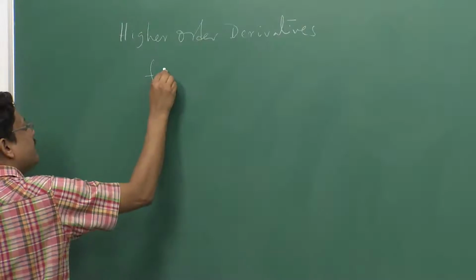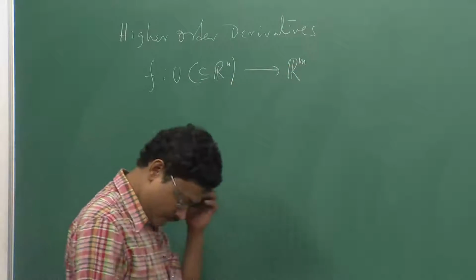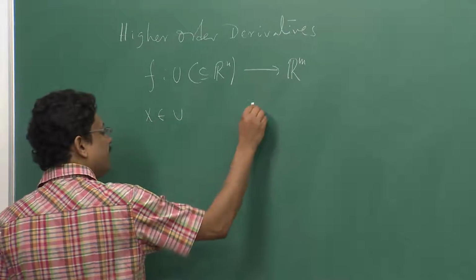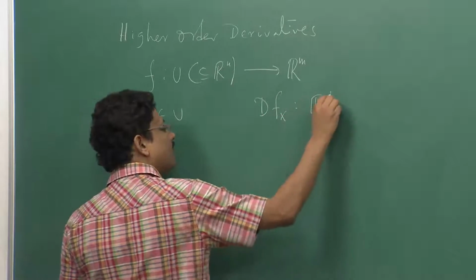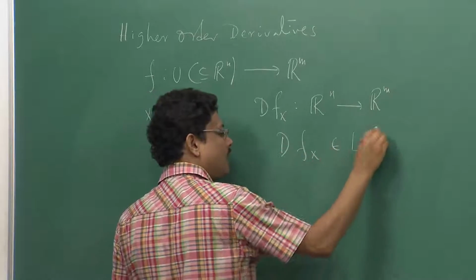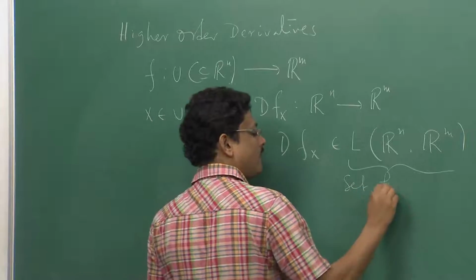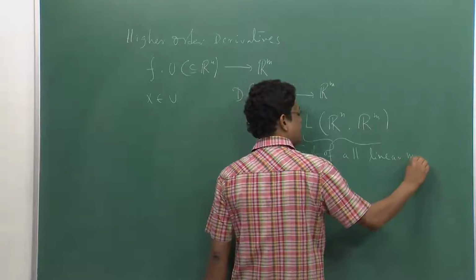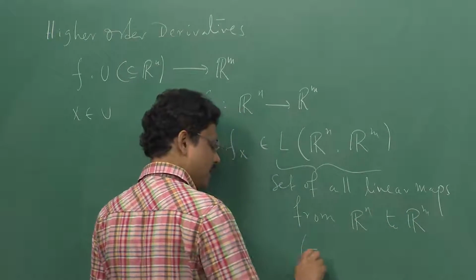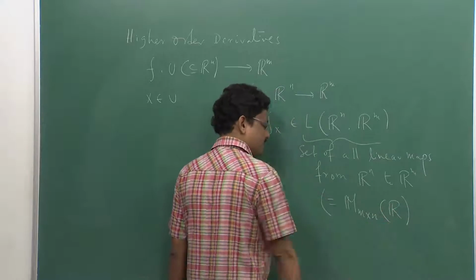So, same setup, f is from U, an open connected set, maybe connectedness is not essential for this lecture, to Rm, and we know we can define for some x in U this derivative df x, which is a linear map from Rn to Rm. Let me write it this way, df x belongs to L of Rn to Rm. So, this is the set of all linear maps from Rn to Rm, and if I write it in matrix form, if I fix a basis for Rn and Rm, then this will give us all m cross n real matrices.